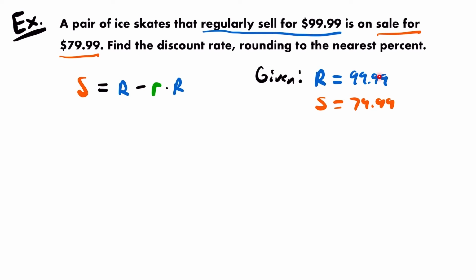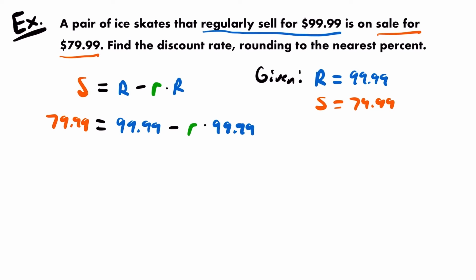Okay, but now using these given values, let's set up this equation. The only thing we don't know is small r, the discount rate. So if we rewrite this equation using the values of the sale price and regular price that we've been given, then we can solve for the discount rate. So what we'll have here is the sale price of $79.99. We'll write that down here. That will be equal to the regular price of $99.99. So we have 99.99 minus the discount rate R that we do not know multiplied by the regular price 99.99. And so what we need to do here is solve for R, the unknown variable of this equation.